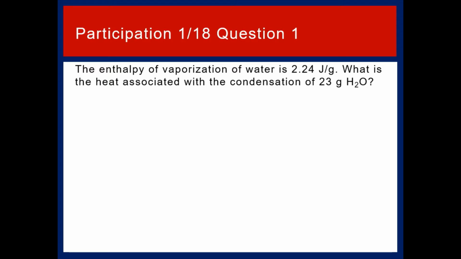Participation 118, question 1. The enthalpy of vaporization of water is 2.24 joules per gram. What is the heat associated with the condensation of 23 grams of water? This is the first question on participation 118, due Tuesday, January 18th at 11:55 p.m. over on Blackboard. Link to the assignment is right below the links to these videos. Again, the enthalpy of vaporization of water is 2.24 joules per gram. What is the heat associated with the condensation of 23 grams of water?